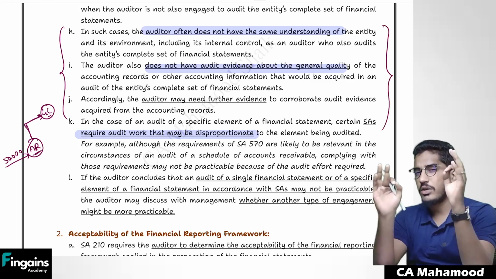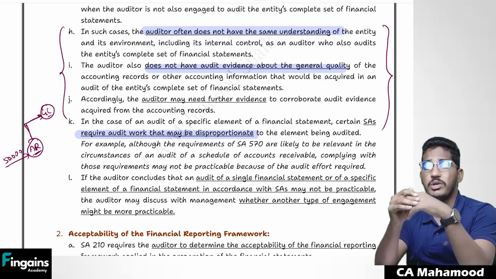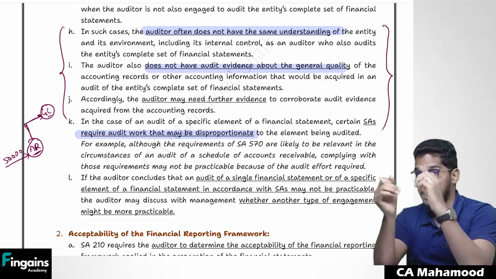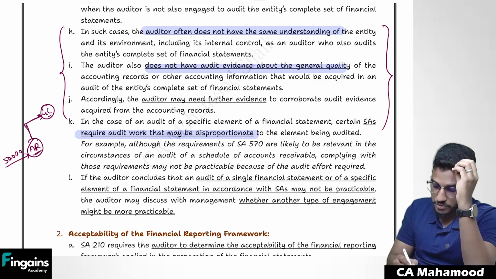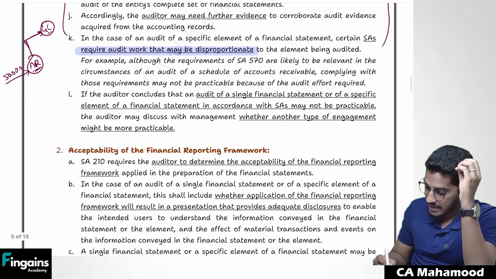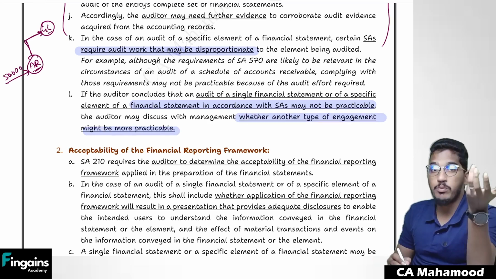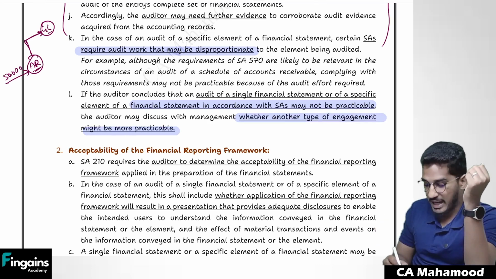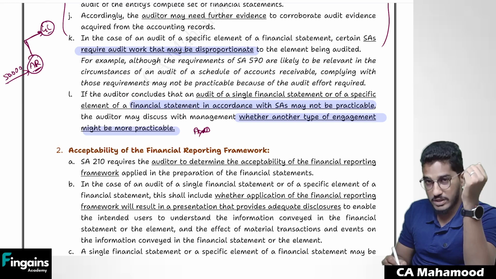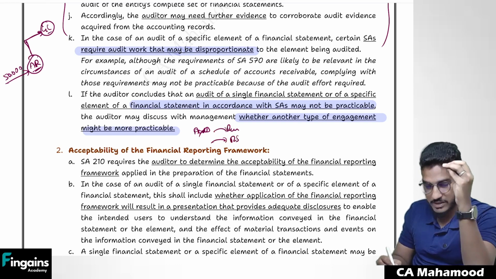So because of these reasons, if you find that doing audit of only a single financial statement is impracticable, or doing audit of a specific element of the financial statements is highly impracticable, then what you should do is not accept such an audit engagement. Go to the client and say, sir, here conducting the audit in accordance with the standards on audit is not practicable. Let us do some other kind of engagement which might be more practicable. Like you can go and say, sir, I can't do audit here. What we will do is we will change this engagement from audit to review engagement, or we will change this engagement from audit to related services.